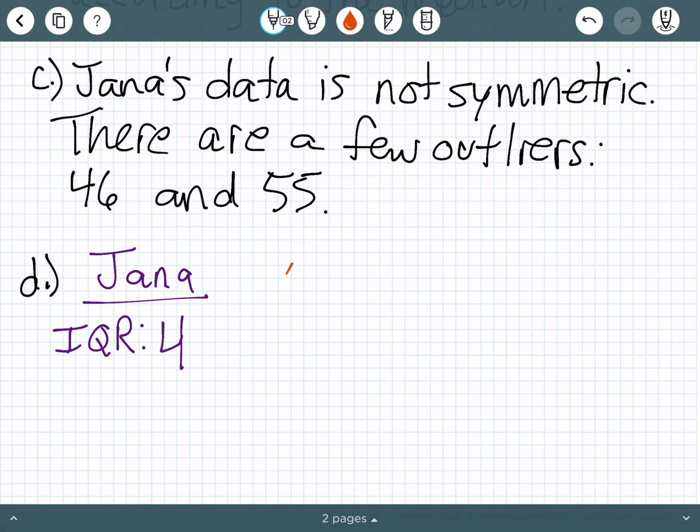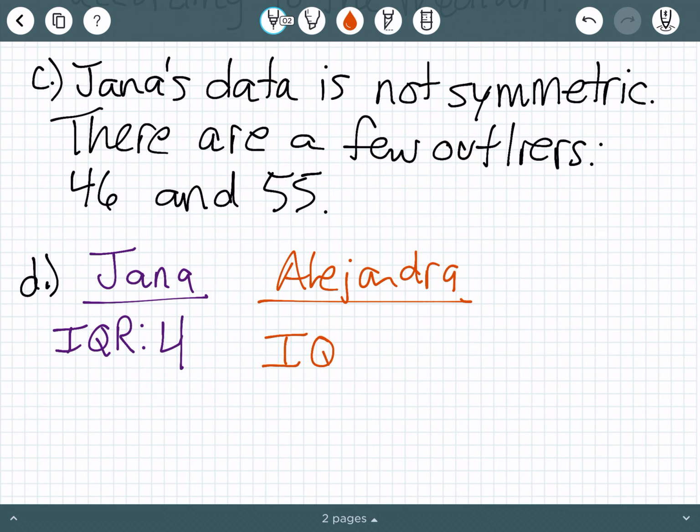And then for Alejandra, her third or upper quartile was 17. Her first or lower quartile was 13. So we're going to do 17 minus 13, which gives Alejandra an interquartile range of 4. So really, when it comes down to interquartile range, the girls' scores both vary by an IQR of 4.